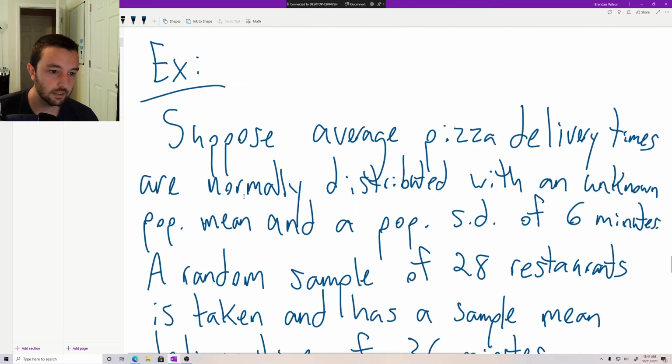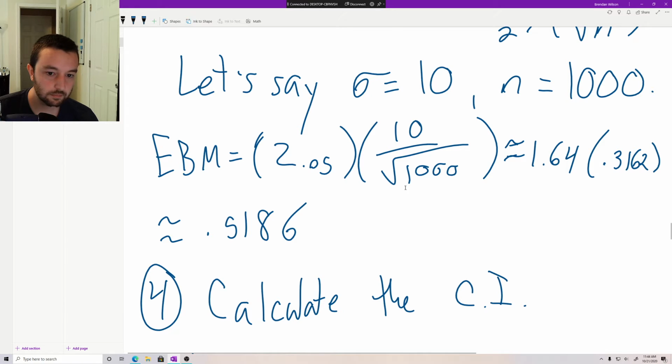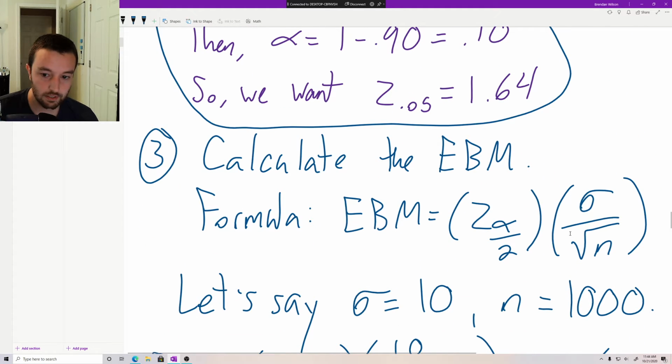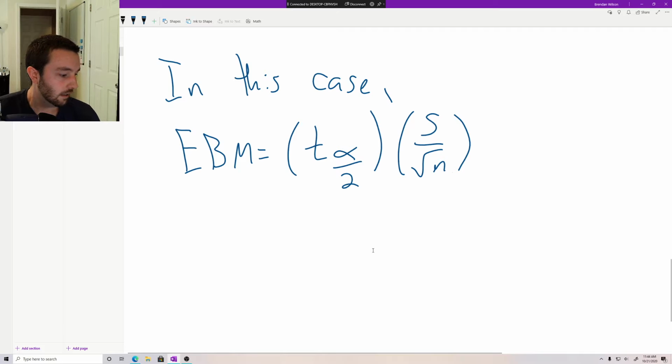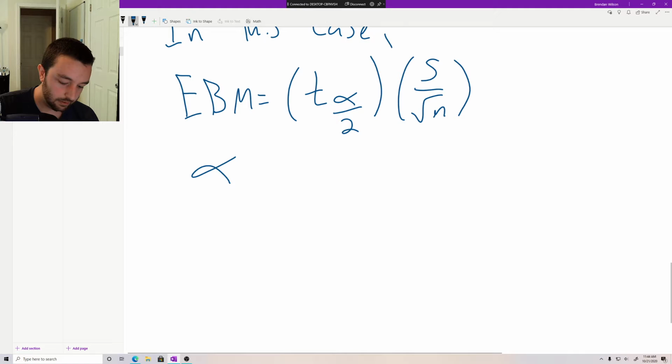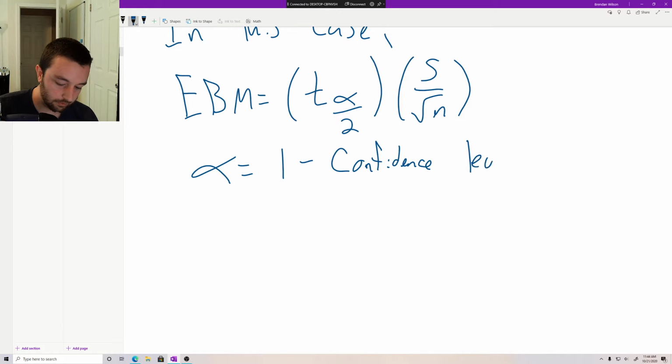If you recall, the EBM before was the z-score times sigma over root n. So this is the t-score times s over root n. So we're replacing sigma with s, and we're replacing the z-score with the t-score. The alpha is calculated the same way. We're going to have 1 minus the confidence level.